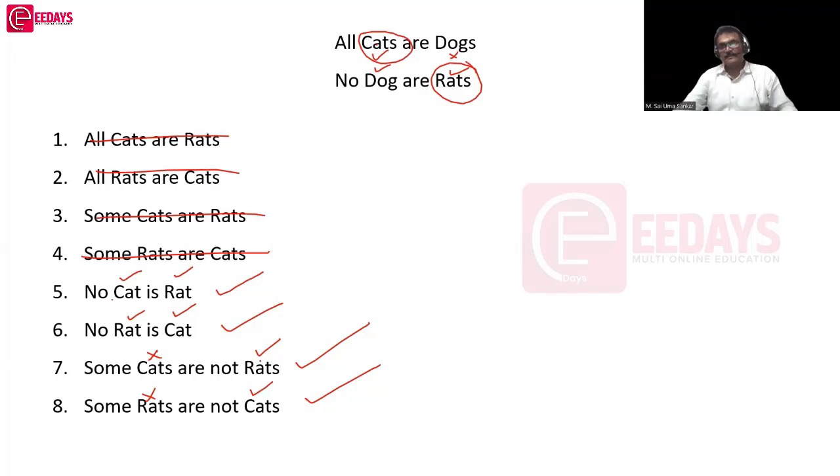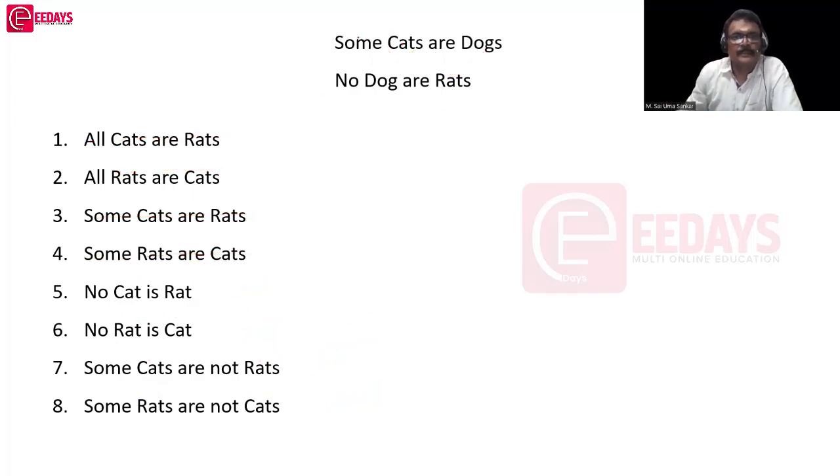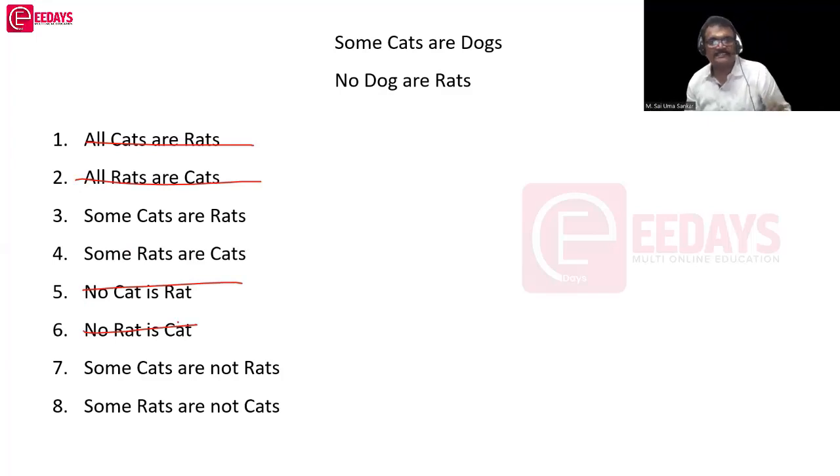Okay. That means, if any one of the statement is negative, the conclusion must be negative. And last 2 properties are very simple. If one statement is particular and the statement is negative, the conclusion must be negative. Okay. If any one of the statement is particular, conclusion must be particular. So, strike off all these 4. If any one of the statement is negative, conclusion must be negative. So, strike off these 2. So, now you check which of these 2 conclusions are valid.